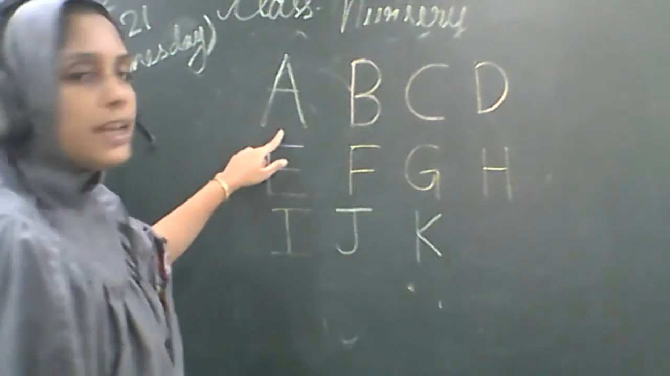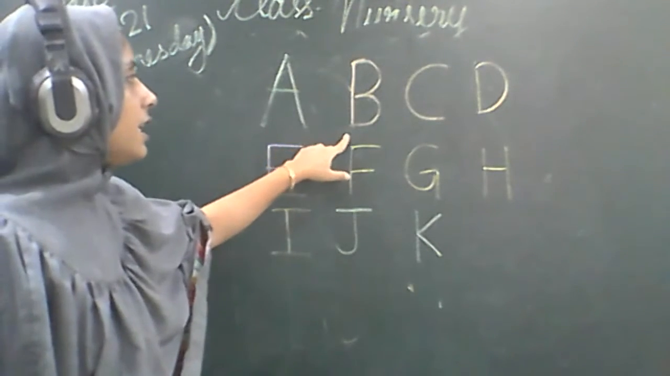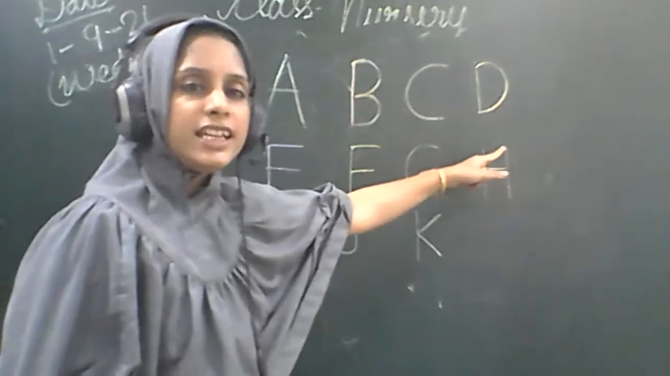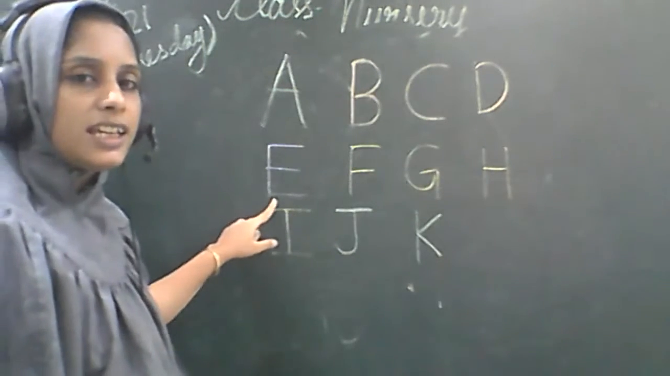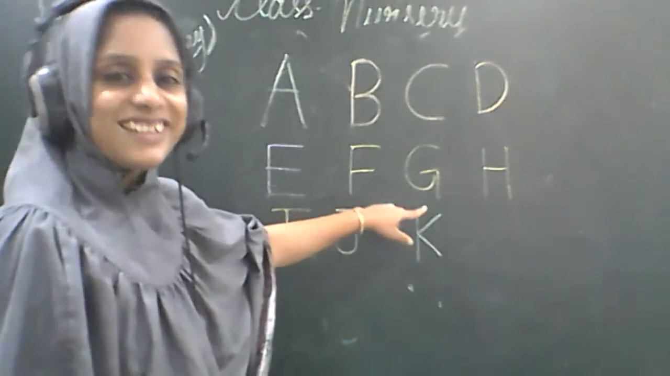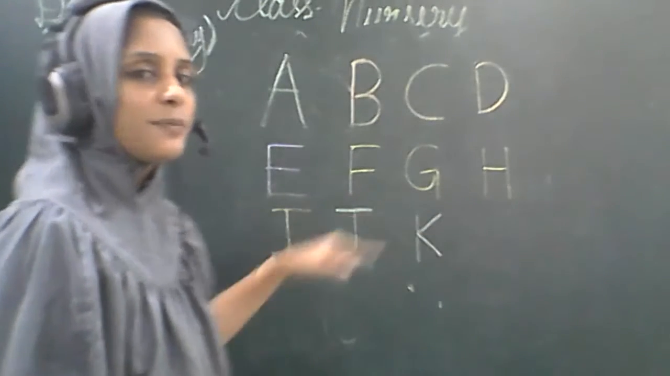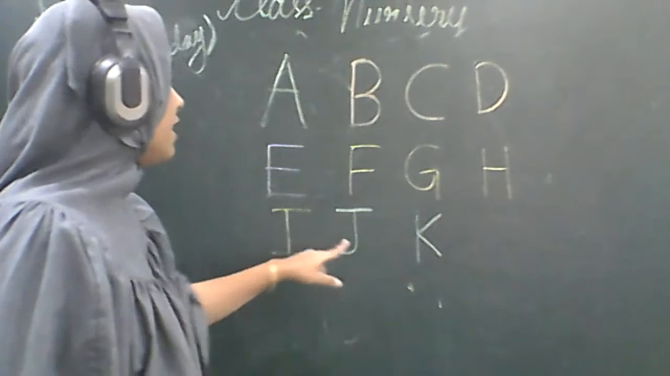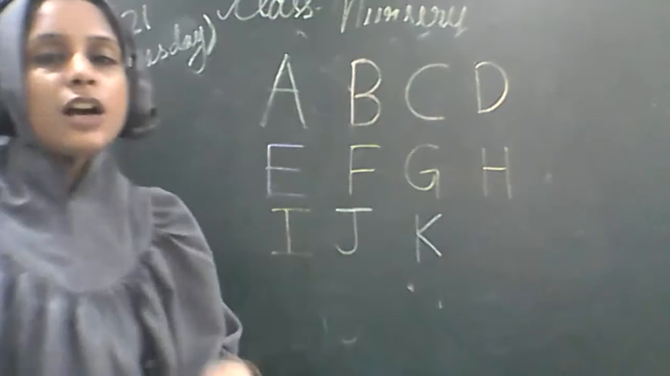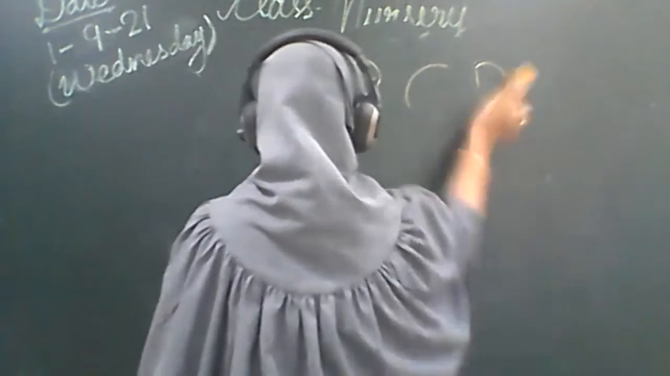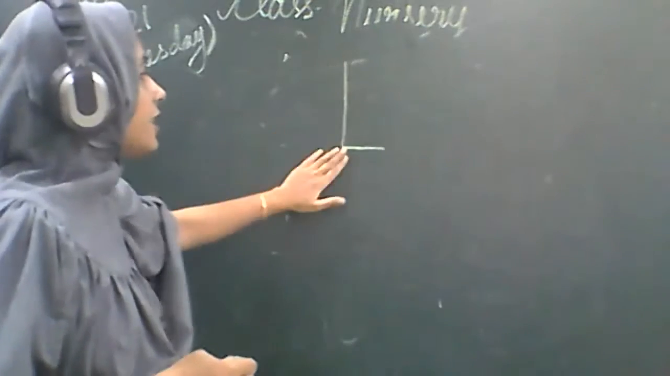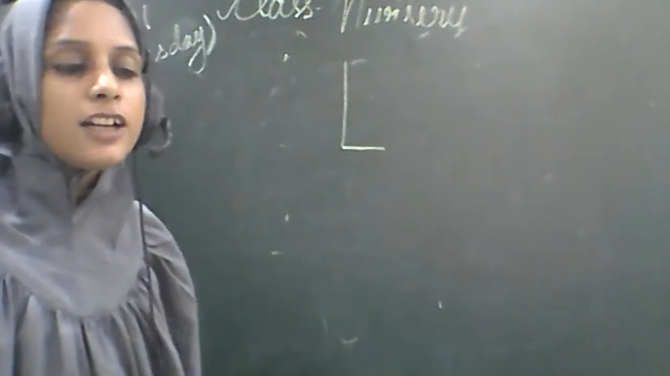Come on, say with ma'am. A, B, C, D, E, F, G, H, I, J, K. Now after K, K ke baad kaun sa letter aayega? L. Which letter comes after K? L. One sleeping line, one standing line and one sleeping line makes letter L.